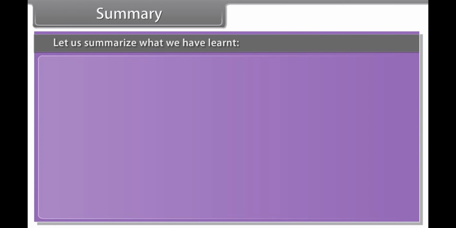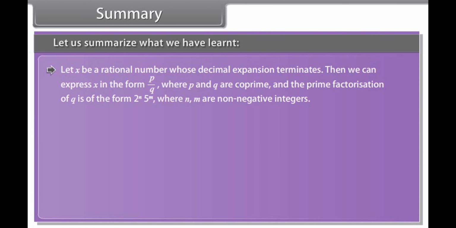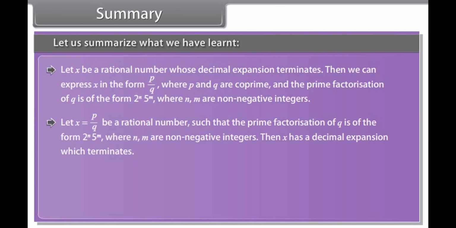Summary. Let us summarize what we have learned. Let x be a rational number whose decimal expansion terminates. Then we can express x in the form p upon q, where p and q are co-prime and the prime factorization of q is of the form 2 raised to the power n, 5 raised to the power m, where n, m are non-negative integers. Let x is equal to p upon q be a rational number such that the prime factorization of q is of the form 2 raised to the power n, 5 raised to the power m, where n, m are non-negative integers. Then x has a decimal expansion which terminates.